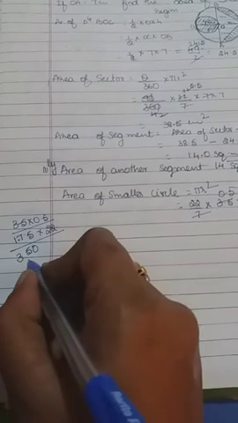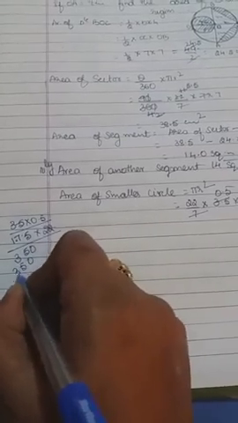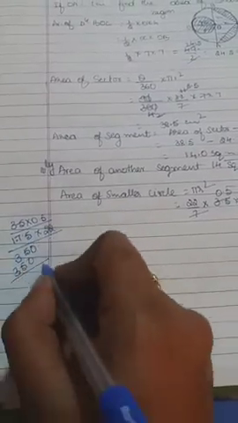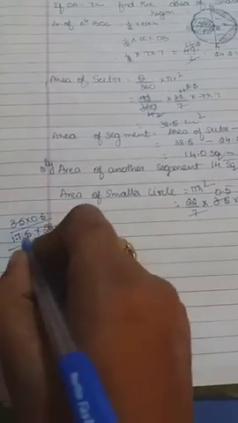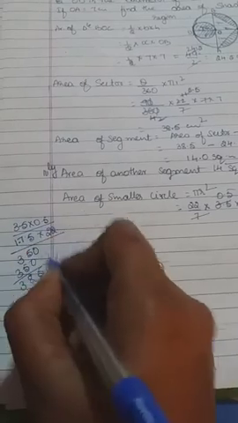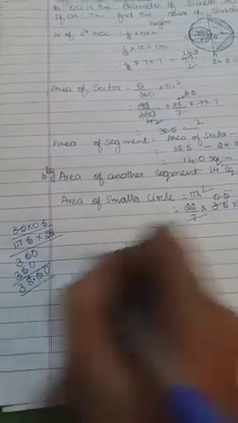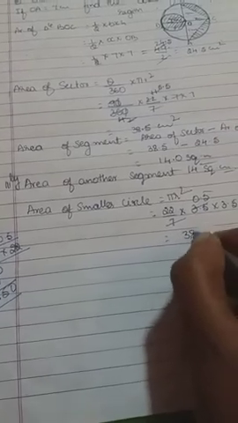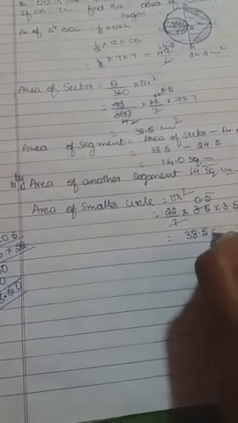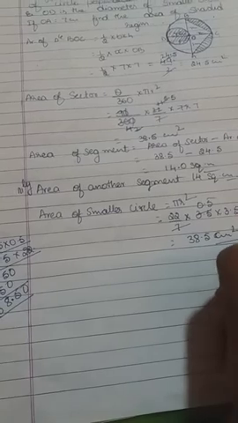3. Again the same will be, because we are multiplying with the same number. 3 plus 5 is 8, 3. So here, after two numbers, leave two numbers and put a point. 38.50. The area of the smaller circle is 38.50, nothing but 38.5 centimeter square.